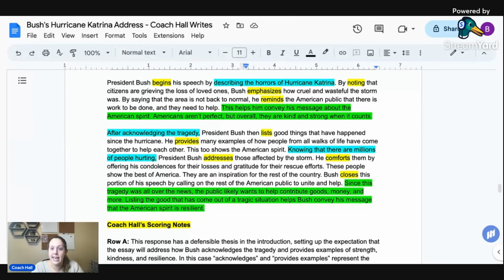We have the what he did. Now, to make this stronger, we might want to actually include a what and a why. So we have what he did. He described the horrors of Hurricane Katrina, but we don't really have a why he did it. Was it to acknowledge the loss? Was it to inspire the public? Why is he doing this? So that's a tip for you.